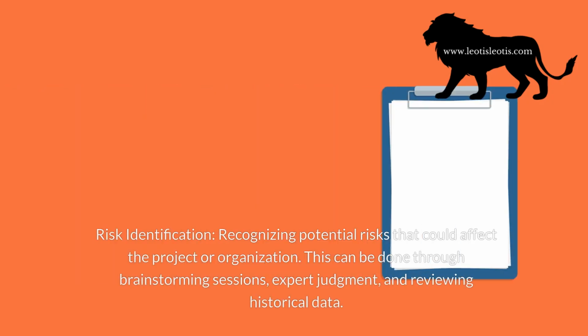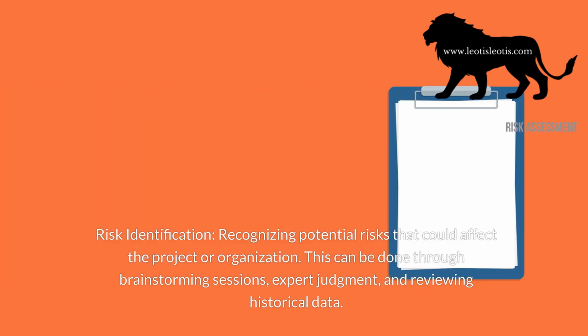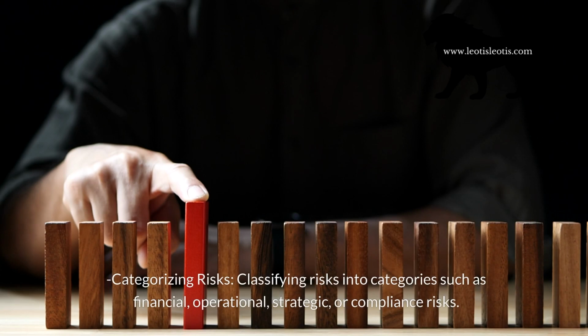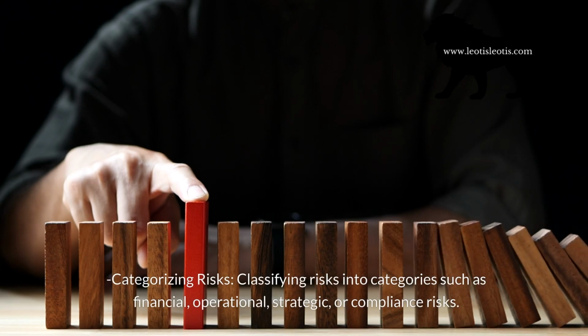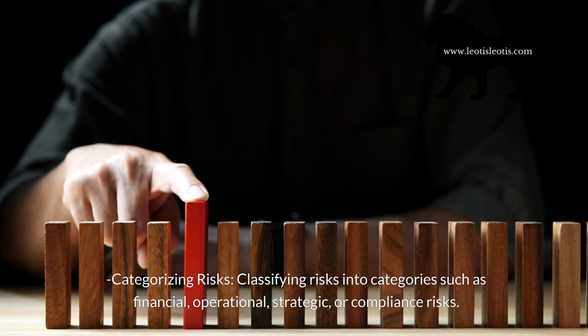1. Identifying risks. Risk identification: recognizing potential risks that could affect the project or organization. This can be done through brainstorming sessions, expert judgment, and reviewing historical data. Categorizing risks: classifying risks into categories such as financial, operational, strategic, or compliance risks.